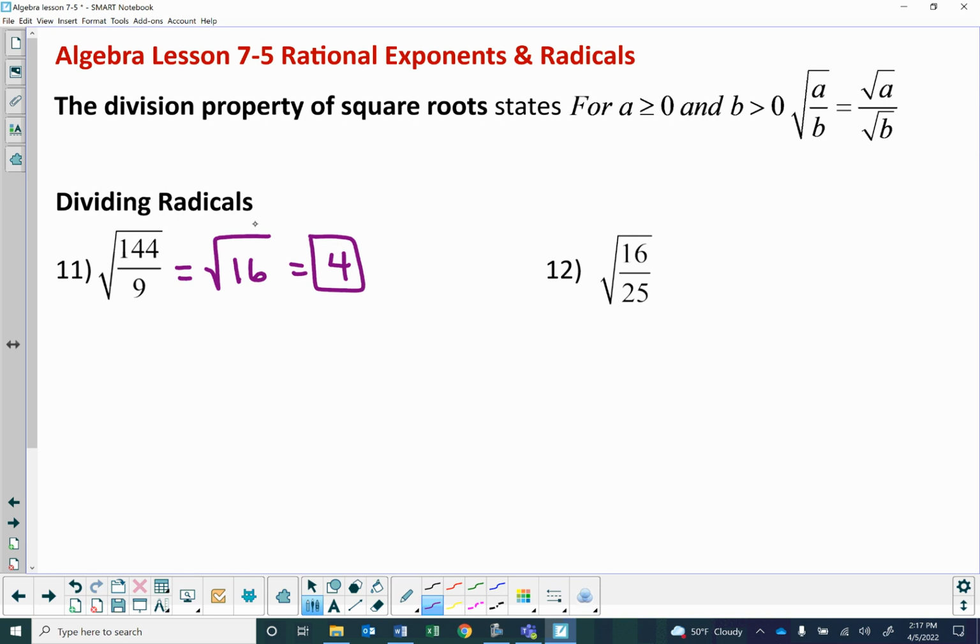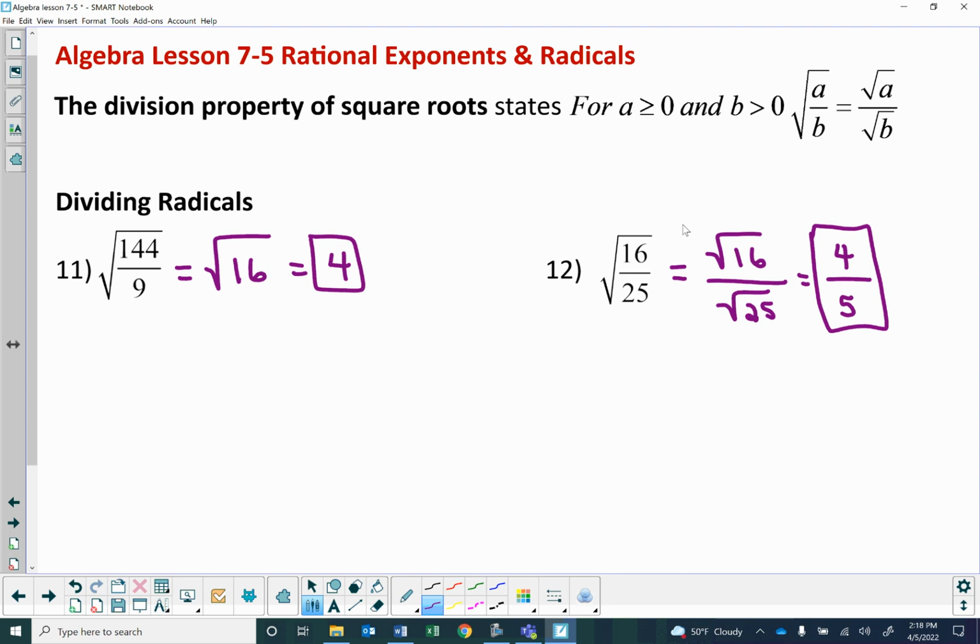Now, if I look at number 12, 16/25 does not break down nicely. So in this particular case, I'm going to separate the square roots. I'm going to separate this as the square root of 16 over the square root of 25 because my brain says, hey, the square root of 16 is 4 and the square root of 25 is 5, and now I am done because I have no radicals in the denominator, I have no perfect squares, and I have nothing that can reduce any further. So I have reduced and simplified my radicals.